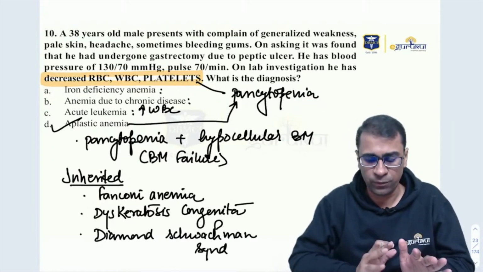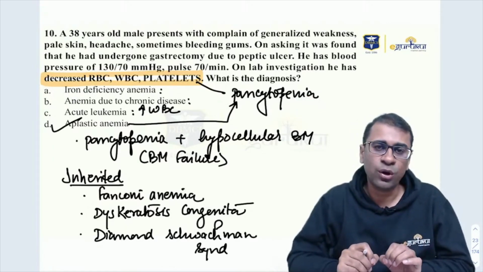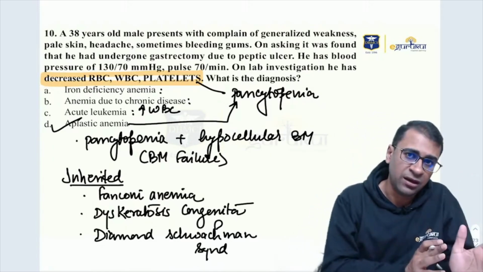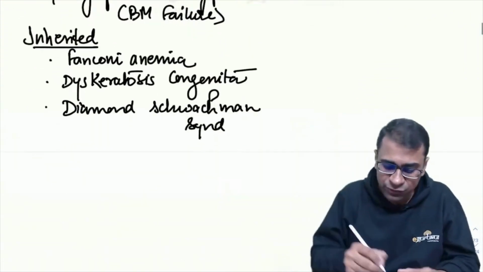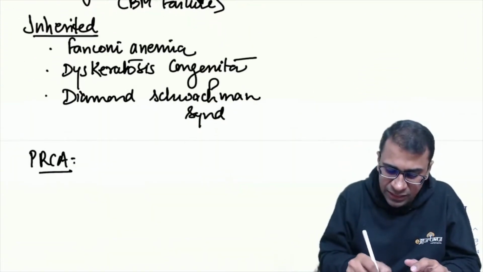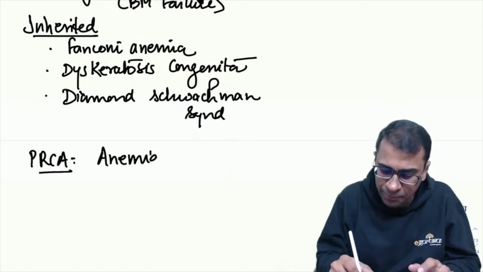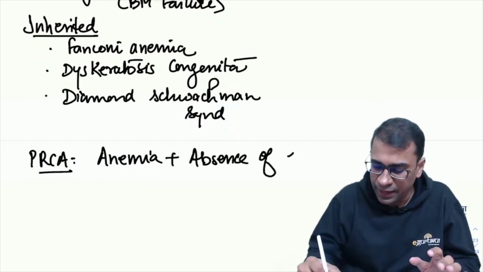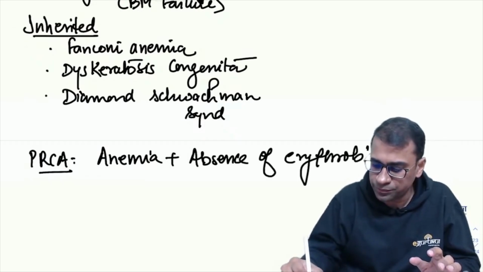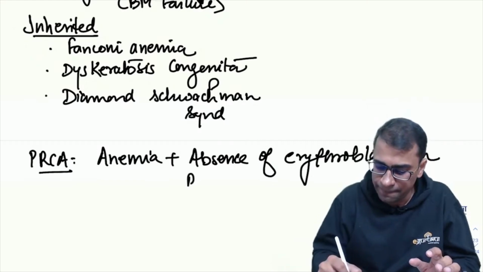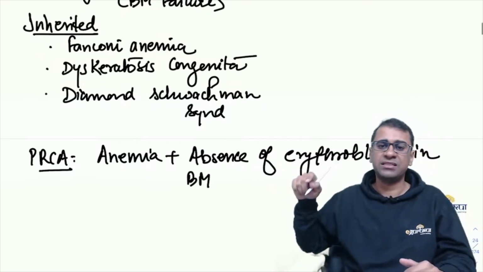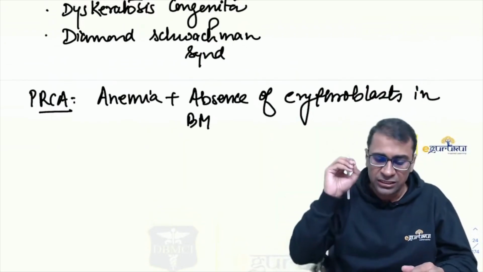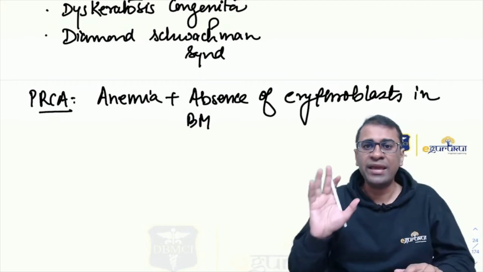Had this been a case of pure red cell aplasia, PRCA, then you would have got only anemia, not pancytopenia, with selective absence of erythroblasts in the bone marrow. So let's now move back to the question and see why the other options are not right.